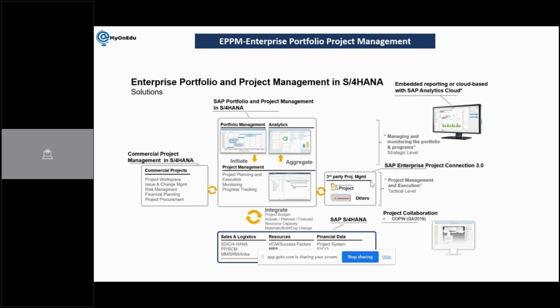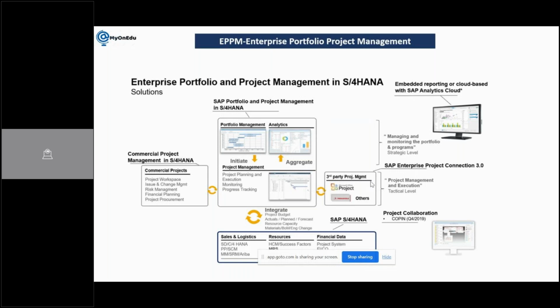So what exactly is EPPM here in S4 HANA, that we first need to understand. Then we can figure out what exactly we are going to learn in this EPPM, and what we need to learn after that. The roadmap to learn this subject of EPPM, I'll show in this slide. EPPM stands for Enterprise Portfolio and Project Management.